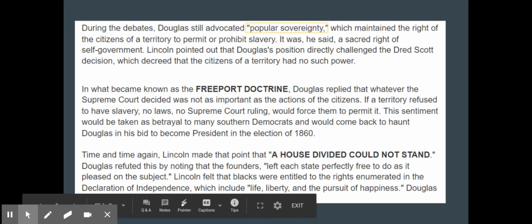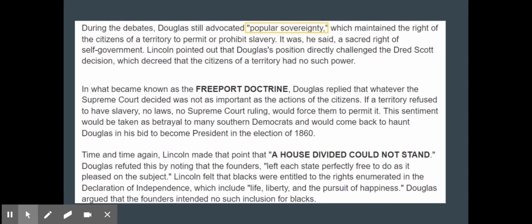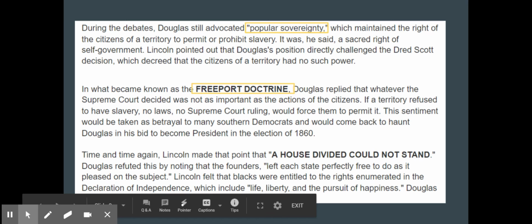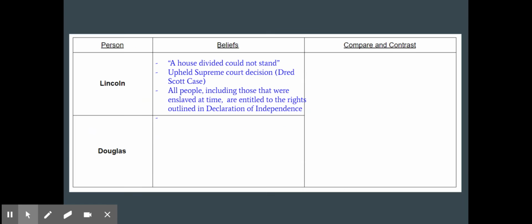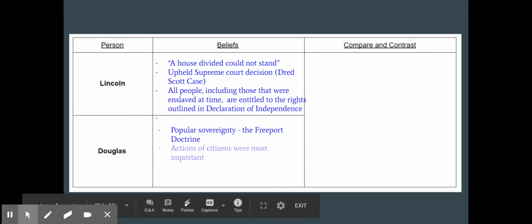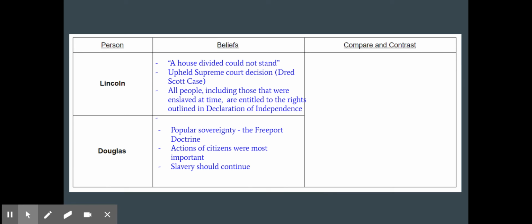Now Douglas believed basically the exact opposite. He advocated for popular sovereignty, or basically what became known as the Freeport Doctrine, which was essentially that each state, territory, and the citizens in it should be able to basically do what they want because their actions were more important than necessarily a Supreme Court ruling. He also noted the idea of states' rights, and argued that the founders intended no such inclusion for Black citizens for being able to have those rights.